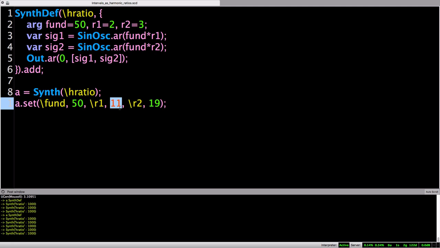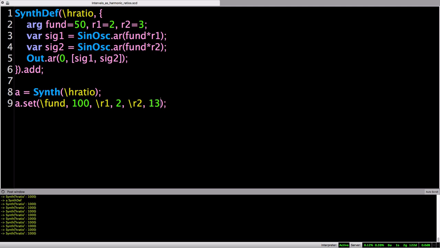So we can do something like 3 to 7 or something like that. That's the ratio of that. We can make the fundamental a little higher. Okay, that's a nice sounding interval. Let's go 6 to 7 though. Okay, we can go 2 to 13. How about that?